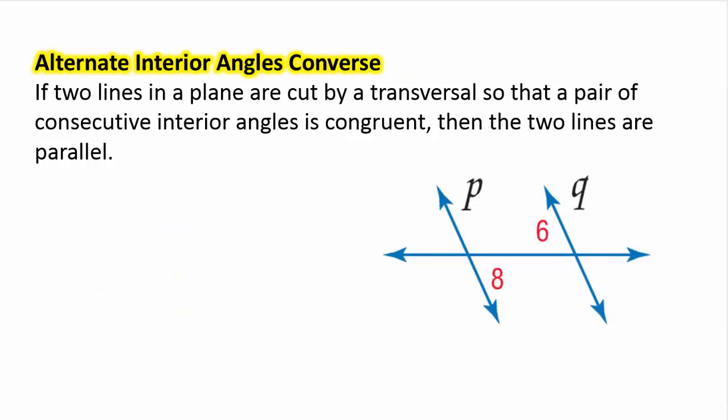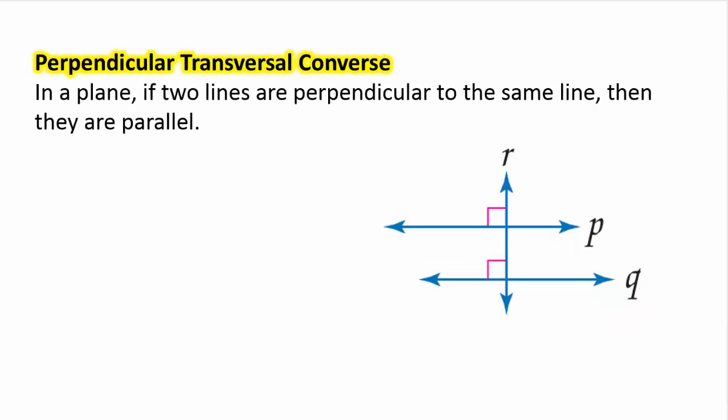The same thing happens with the alternate interior angles converse. If you have two lines cut by a transversal, and you're given enough information to know that a pair of alternate interior angles are congruent, then we can say, without a doubt, that those two lines are parallel to each other.